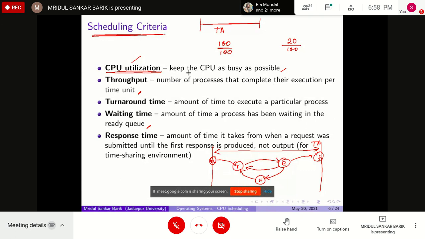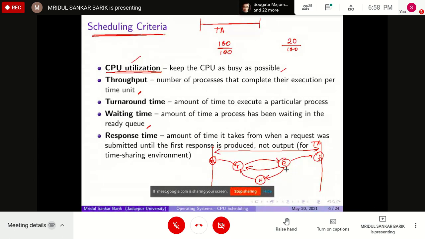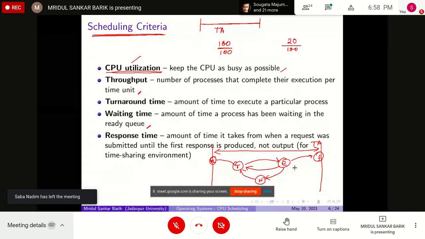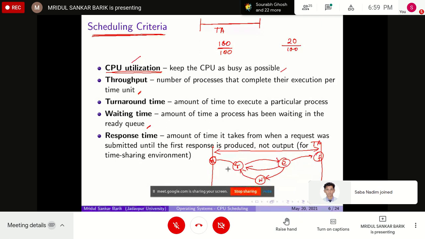Then CPU utilization. There may be a number of processes in the system. So if the system executes for say 100 minutes, among that 100 minutes, how much time the CPU was kept busy, or how much time the CPU actually executed. That gives us the CPU utilization. Throughput is the number of processes executed per unit time.